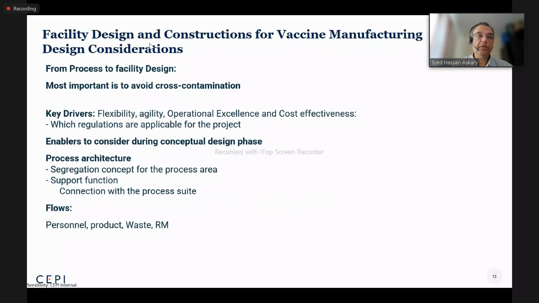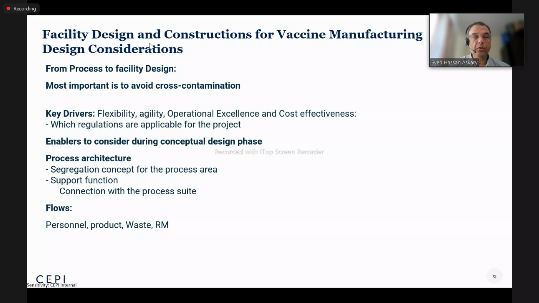For the design consideration, for the facility, you need to ensure that the cross-contamination assessment is done in advance, so that there's no cross-contamination, especially if you're using multi-product or multi-phase. And even if you're not, you still have to have an HVAC system and all that. So what are the key drivers for this? It's the agility, the flexibility, the operational and cost effectiveness, and what regulations are applicable for this project.